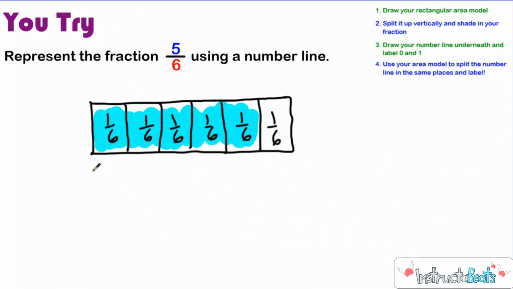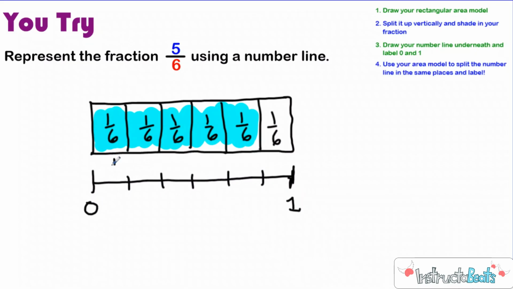And now underneath of this, I'm going to draw my number line. I'm going to start it right where it starts and end it right where it ends. And I'm going to use my area model to help me split my number line to make sure that my pieces are equal sizes. Okay. So here's 0 and here's 1. I forgot to do that. And I'm going to label each of my spaces, not the lines, for my unit fractions, right? Because the spaces are the parts of your number line.